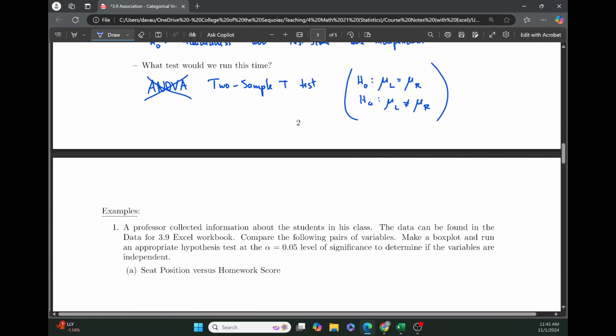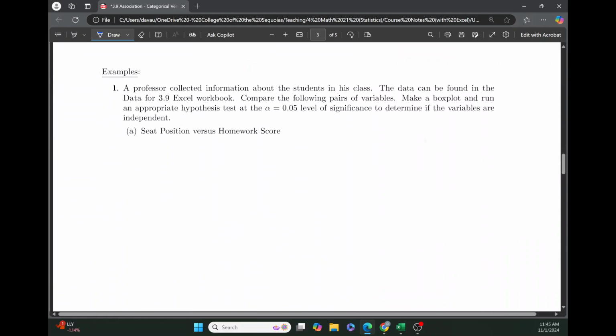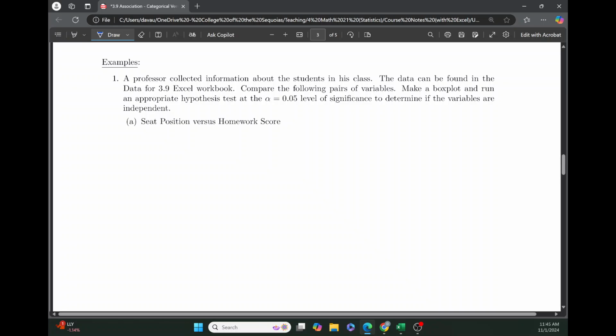Okay, so let's do a couple examples. This one says, a professor collected information about the students in his class. The data can be found in the Data for 3.9 Excel workbook, so you'll need to have that workbook downloaded so you can follow along with the examples. It says, compare the following pairs of variables. Make a box plot and run an appropriate hypothesis test at the 0.05 level of significance to determine if the variables are independent. In part A, we want to determine if seat position is independent of homework score.